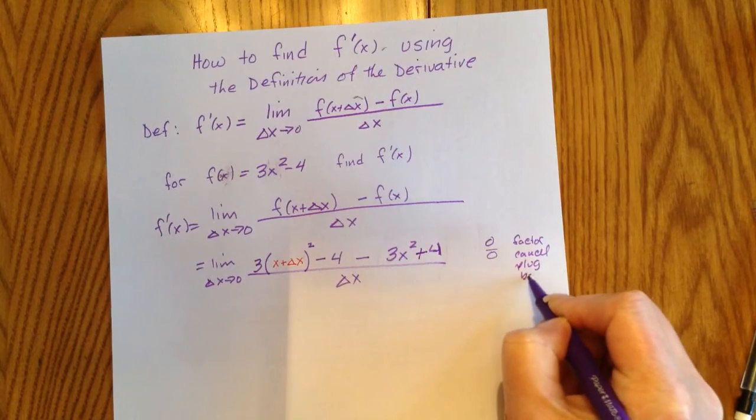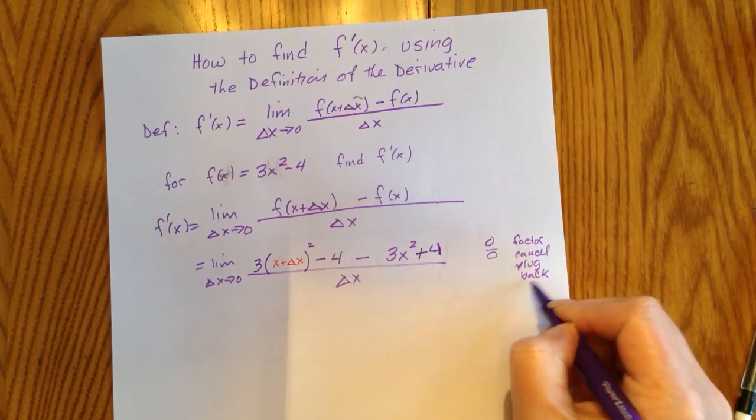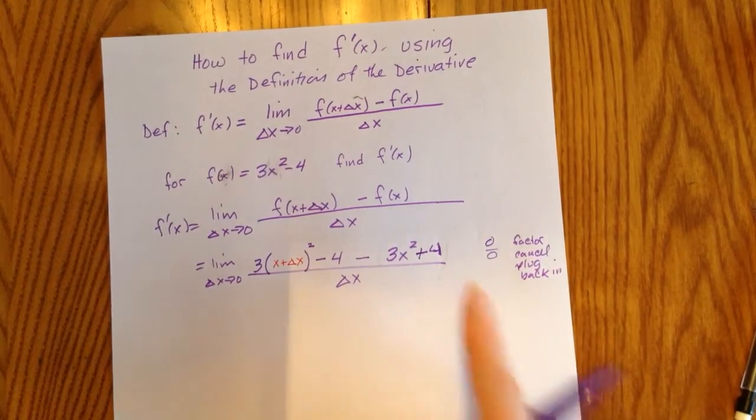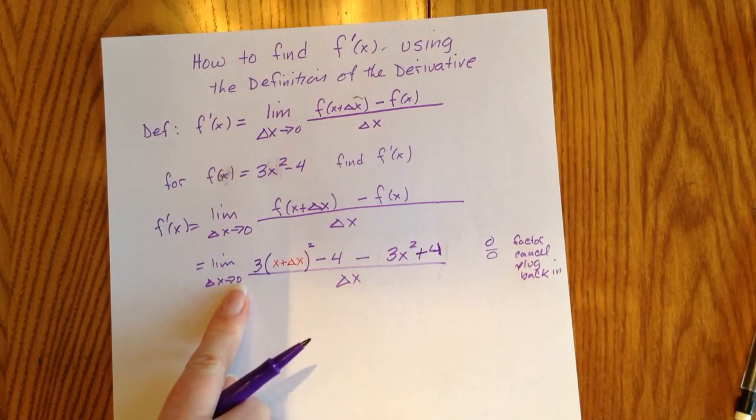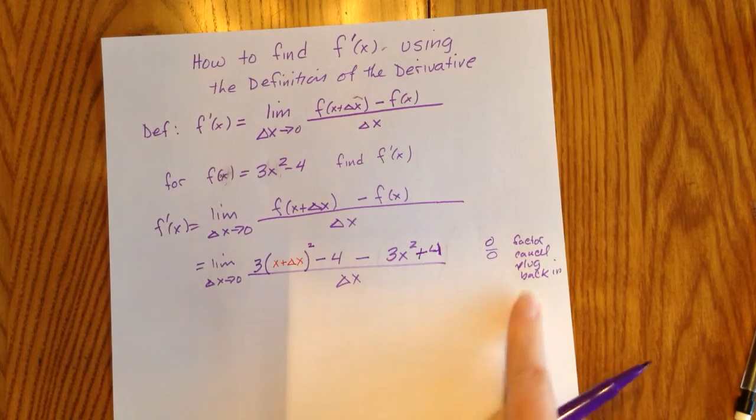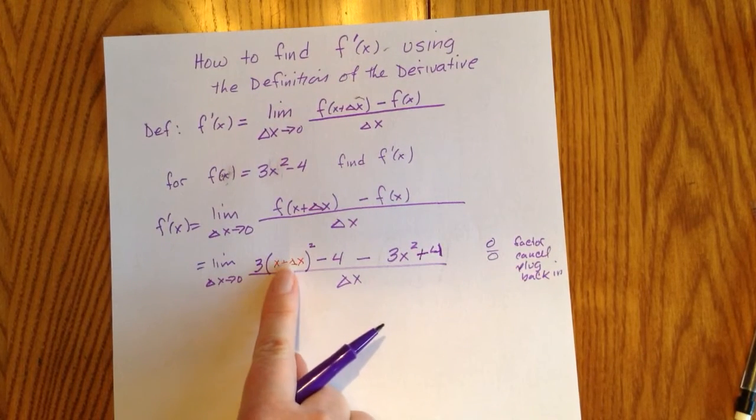Does that sound familiar? Hopefully it does. All right, so because of the 0 over 0 case, we cannot directly substitute in the 0 yet. We'll do it again after we factored and canceled. So how are we going to factor and cancel? Well, bottom line, we're going to have to multiply this thing out.